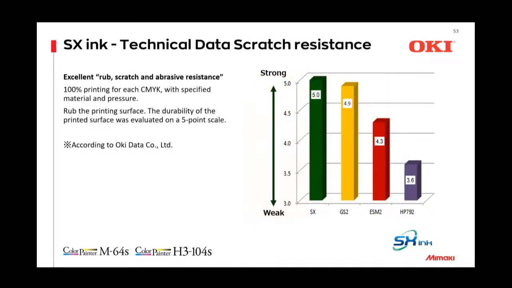All right, scratch resistance. Now, this is the only one that I could gather information on. This data is a couple of years old. It was based off the HP 792 series latex ink. But look, from rub, scratch, and abrasive resistance, 100% printing of each color, CMYK, it was just a quick 5-point scale that OKI created. By far, we had the best abrasive resistance between all those inks. So the ES-M2 was EcoSol Max 2 from Roland. Obviously, the GS2 is the Epson solution.